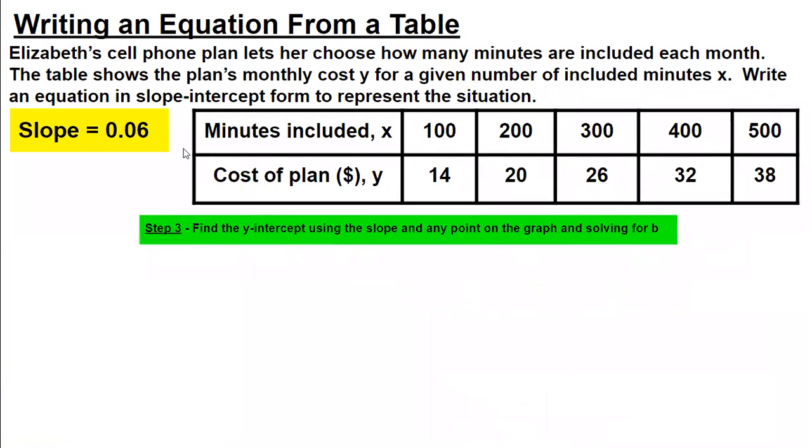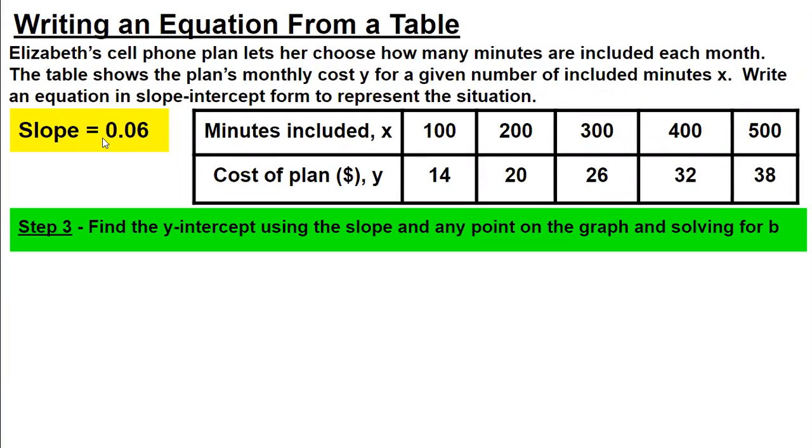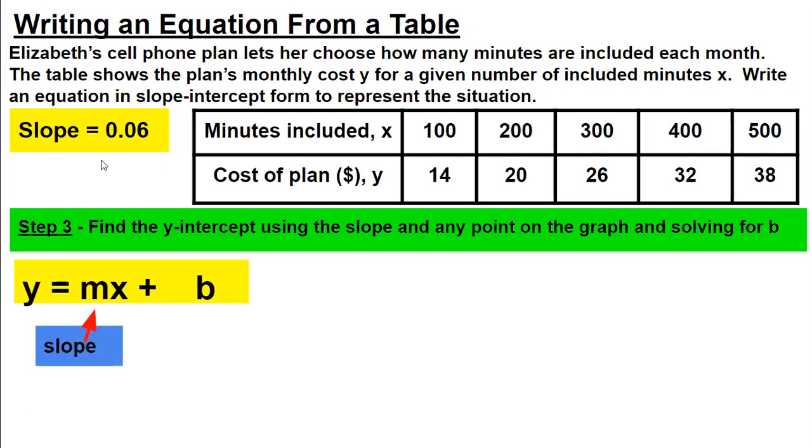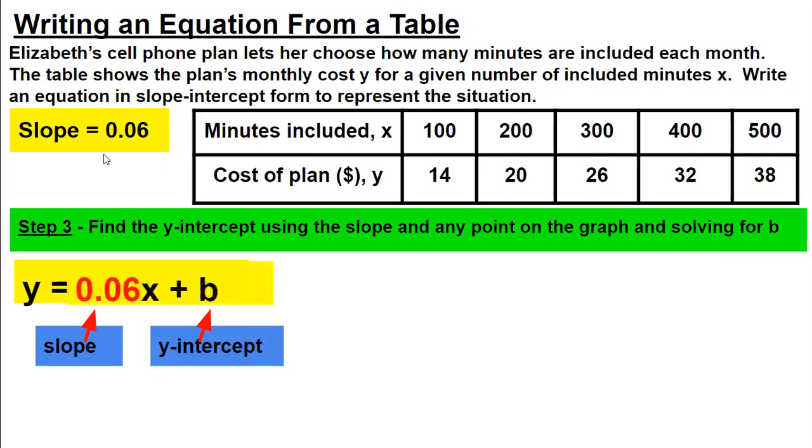And now we have to find the y-intercept. It's a little different now, using the slope and any point on the graph, and then we solve for b. What do I mean by that? Well, let's take a look. Normally, our equation is in the format y equals mx plus b. Well, we know the slope to be 0.06. We don't know the y-intercept. That's what we're looking for. So let's plug 0.06 in for m. That's our slope. And now we're going to plug in any point for x and for y.